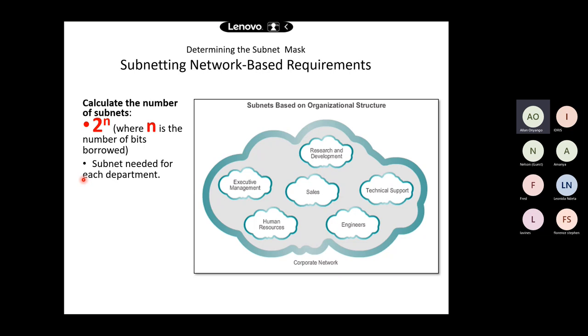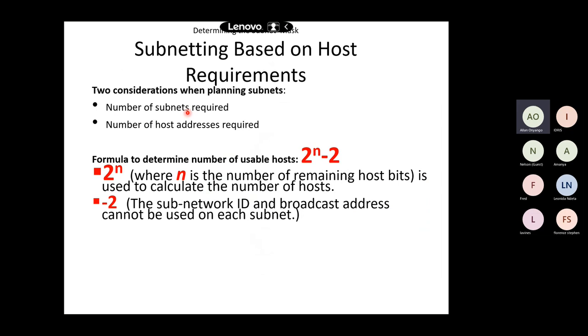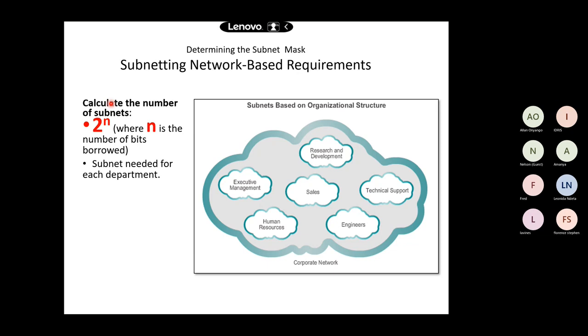Actually it's the number of bits reserved. Please correct that. In the previous formula, N is the number of bits reserved, not bits remaining after reserving. The number of bits reserved to get the number of usable hosts, 2 power n. For subnets, n is the number of bits borrowed, since in calculating subnets we borrow, and in calculating hosts we reserve. Those are our two formulas that we are going to use.